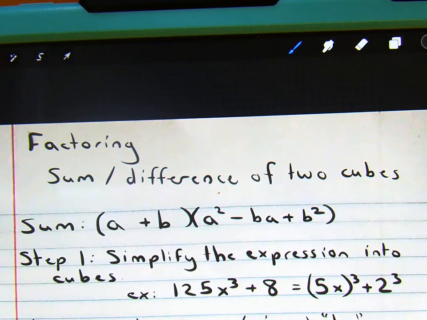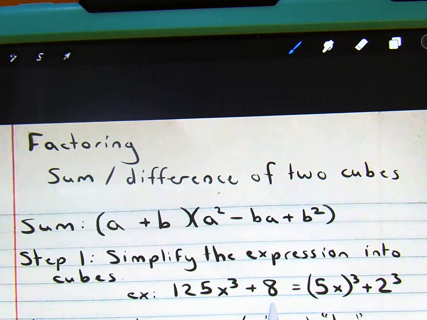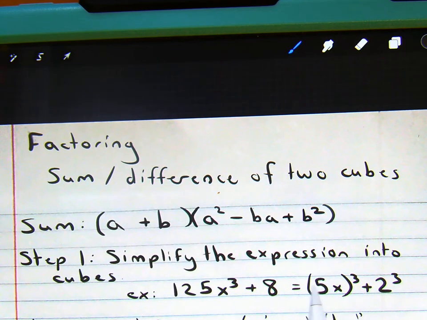So if you're given something that says like 125x to the third plus 8, then you have to ask yourself, what cubed gives me that value, what cubed gives me x to the third, and what cubed gives me 8. And so cubed, if you remember, means multiplied by itself 3 times. So I can then rewrite this expression over here as this expression over here. So I'm writing it into the form of being cubed.